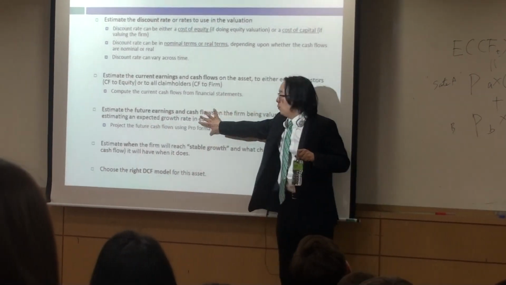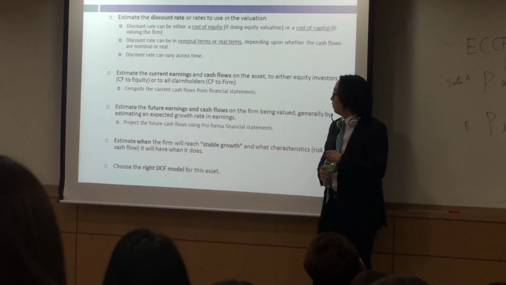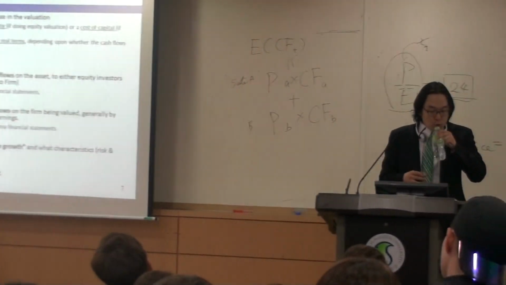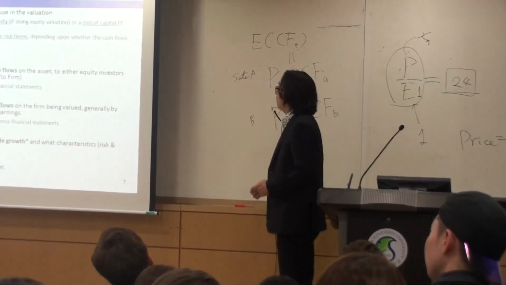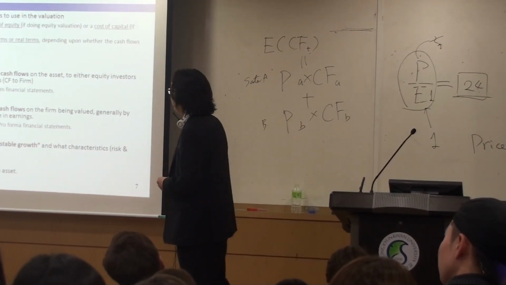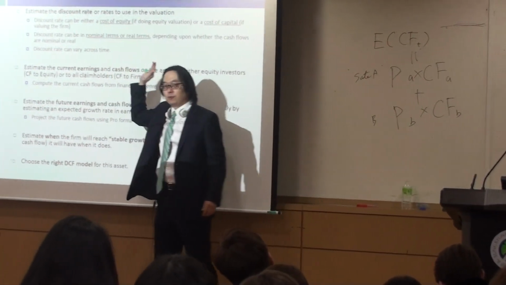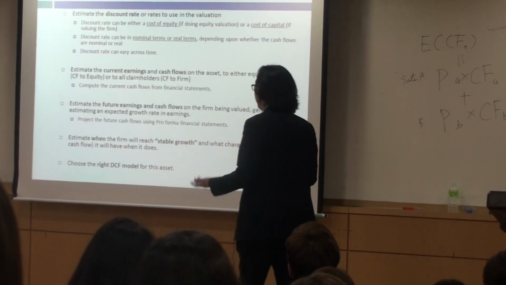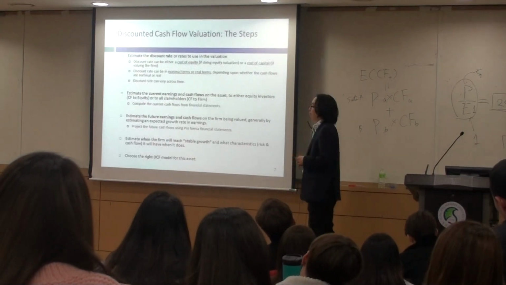So future cash flow, you can forecast it, and then do the discounting with your relevant cost of capital. And then try to have some idea when the fast growth will stabilize, and then get the terminal value of it. And then also, you want to try both free cash flow to firm and free cash flow to equity, and then figure out which one suits you better. Choose the right DCF model for this asset. So that's it.